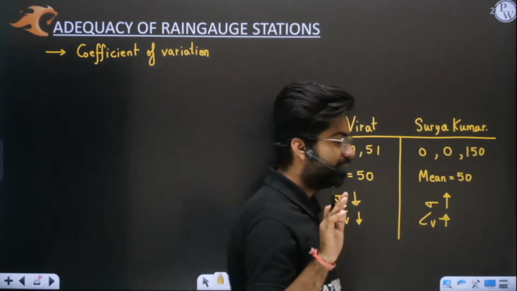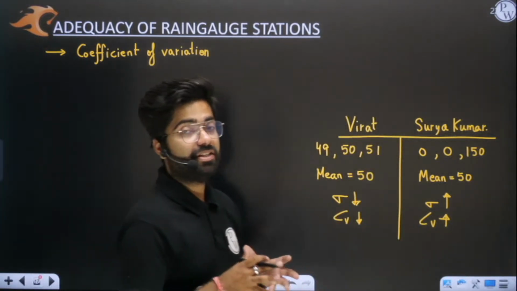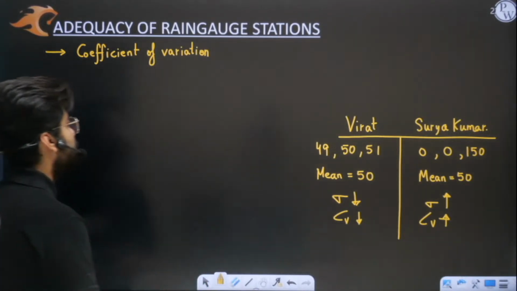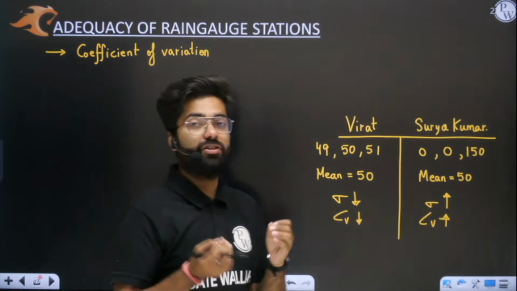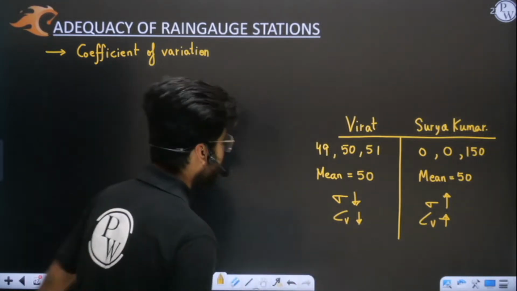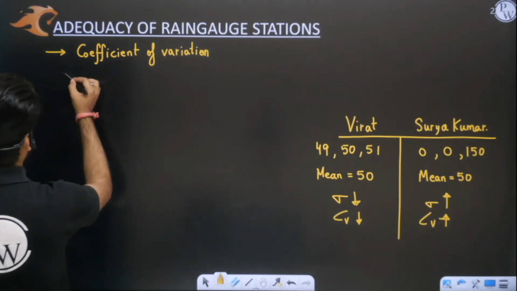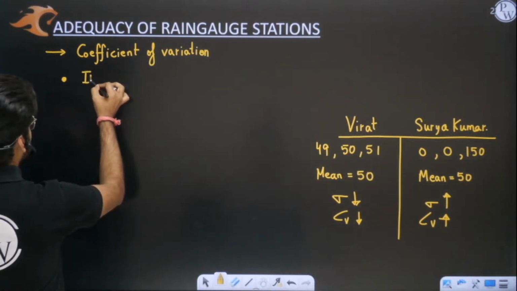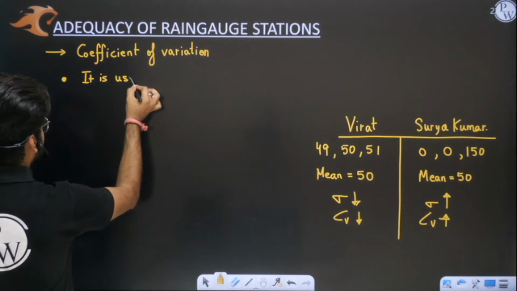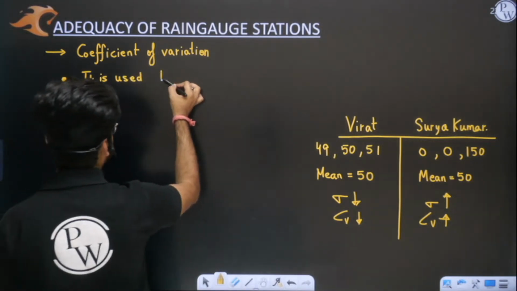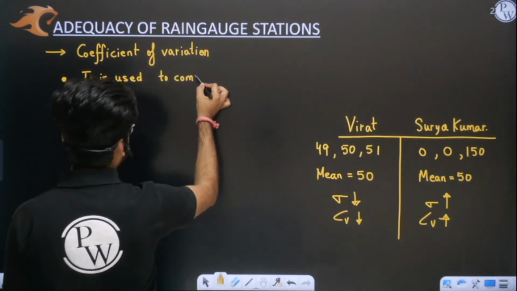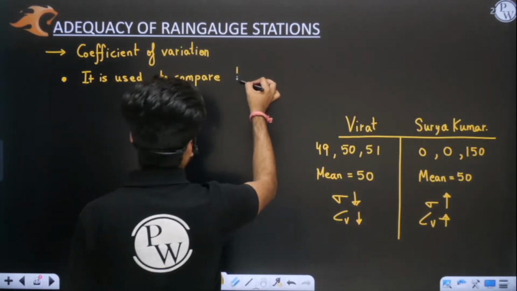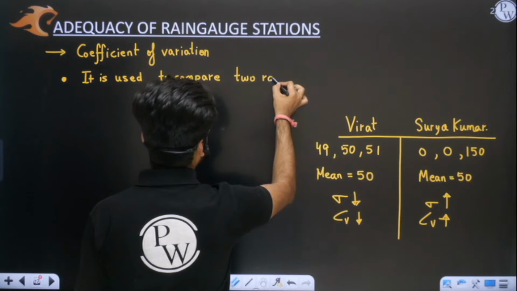Yes or no? In a similar fashion, if we want to compare two rainfall datas, then we will find the coefficient of variation. This is the ultimate significance. Okay. So I'm writing the very basic point here that CV, or coefficient of variation, is used to compare two rainfall datas.